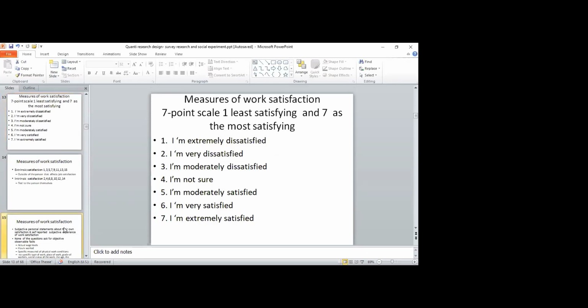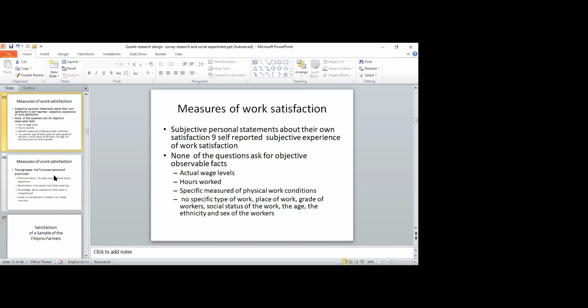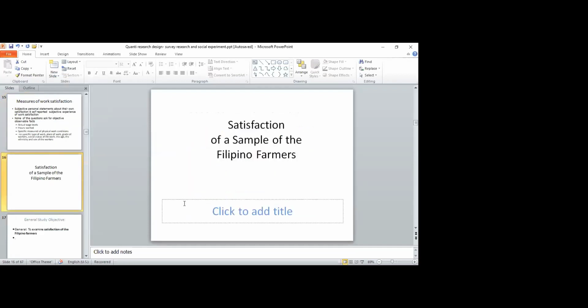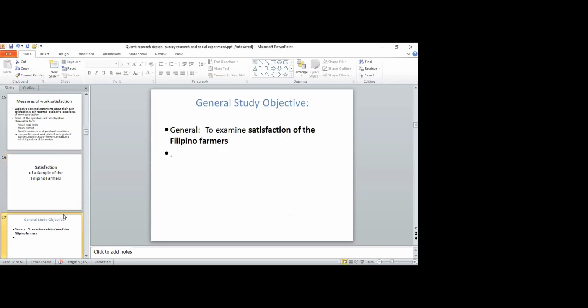Okay. I will also delete this because I forgot to delete it. Right now, what we are studying is the satisfaction of a sample of Filipino farmers. We're going to do a sample, not all farmers. So what is your objective? You wanted to examine the satisfaction of the Filipino farmers. Okay, so that is your research. That is what you wanted to find out.